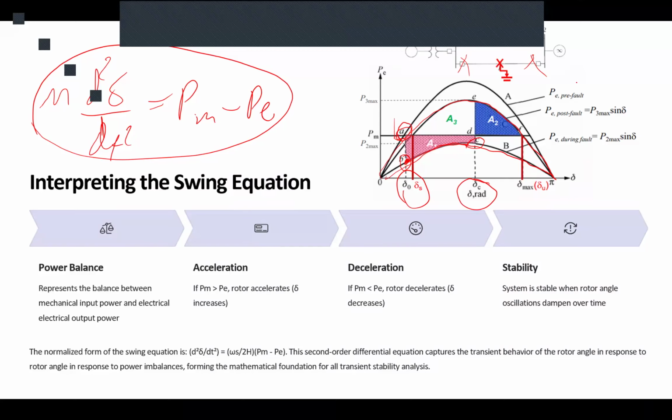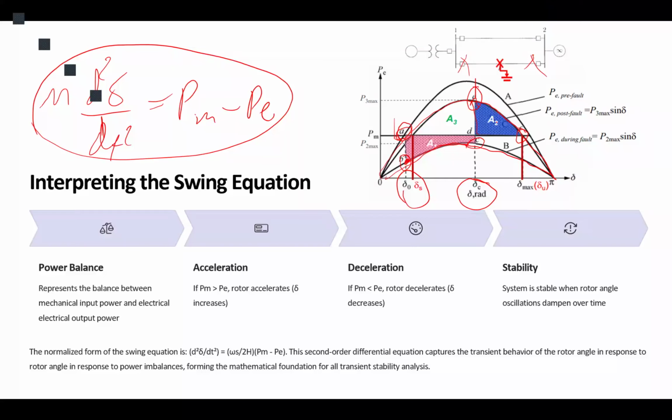When the fault is cleared, PE instantly changes. So we are going to shoot to point E, the new PE. Now again, power balance is disturbed. So the system tries to keep up with the power balance and pushes the system to the point F to make PM and PE equal. Make sense? This is what I mean by power balance governing the behavior of the system.